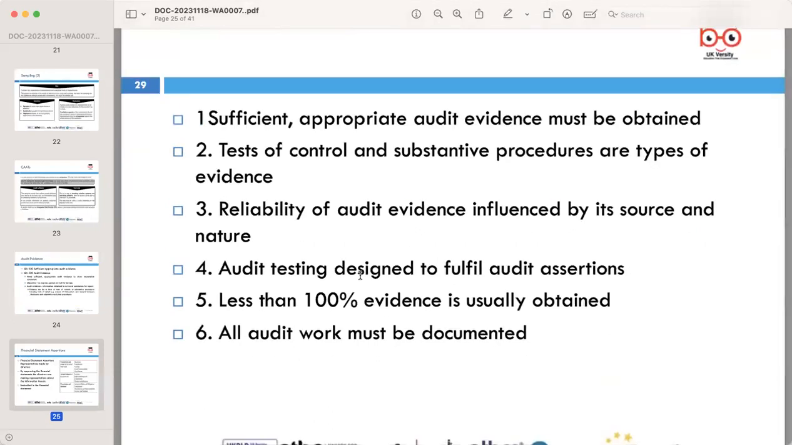Then again, sufficient tests of control and substantive procedures are types of evidence, along with reliability of audit evidence, and audit testing designed to fulfill audit assertions. Less than 100% evidence is usually obtained, and all audit work must be documented. Basically, documentation is an important part of our job. We need to write down everything we do during the audit. This helps us and others understand what we have done, why we have done it, and what we found. So it is like keeping a diary of our audit journey.